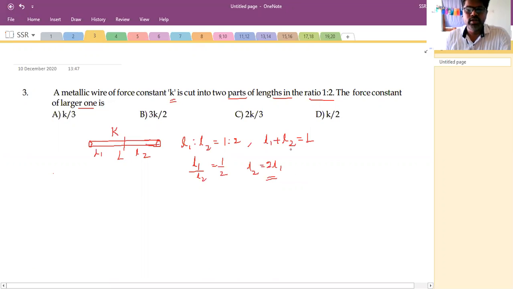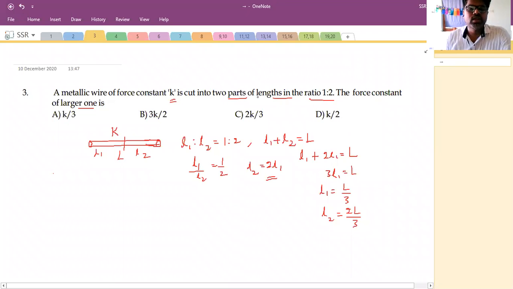Then you can substitute the L2 value in the above equation. Then L1 plus L2, with L2 as 2L1, is 3L1, which is equal to capital L. What is the L1 value? L by 3. Then L2 is 2 times L1, that is 2L by 3. So if you take the total length as capital L, then the cut parts are L by 3 and 2L by 3. The larger part is 2L by 3.